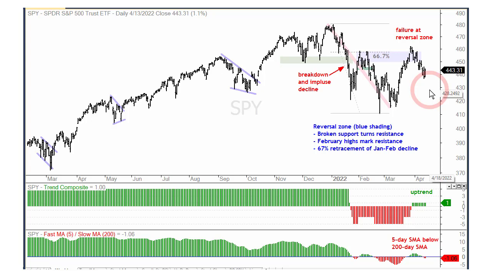And I also showed you QQQ, IWM, and MDY in downtrends. So I don't think SPY is an island. It can't carry the market on its own. I think this will ultimately weigh and SPY will at least test the March lows.